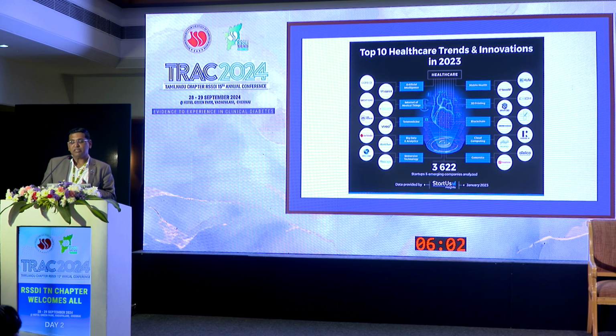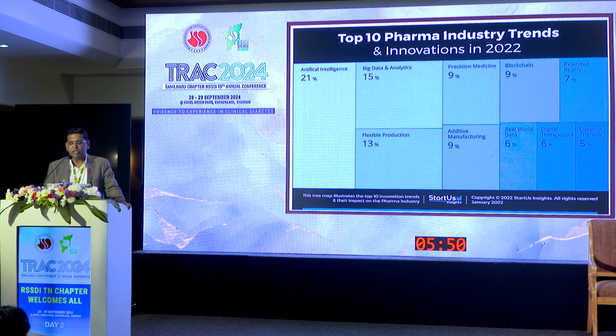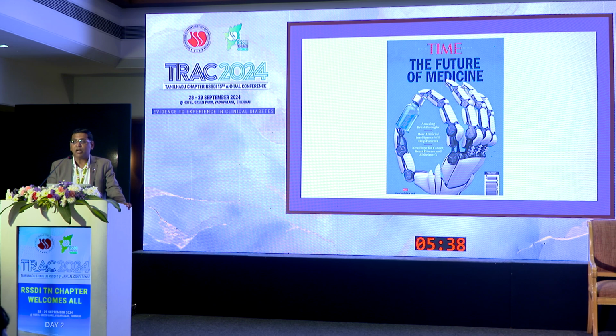And this is by all these trends in the healthcare and pharma industry which are there. You see, most of the domain is covered by artificial intelligence, Internet of Things, mobile health, and all these things which involve AI in it. These are the top 10 pharma industry trends, which again focus towards artificial intelligence and big data analytics. Precision medicine is also gradually growing. And then the Time article, which showed us that the future of medicine lies with artificial intelligence. There was a whole section devoted to artificial intelligence.